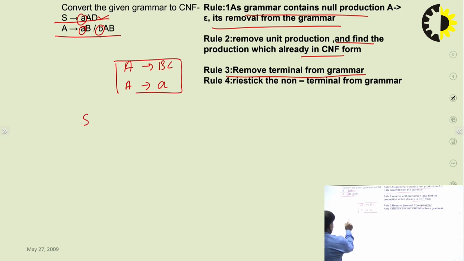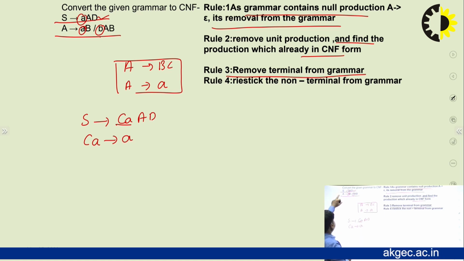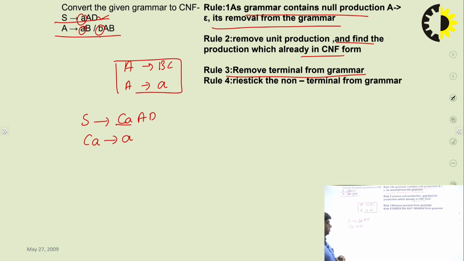Remove S tends to CA, AD and CA tends to a. It means this small a is replaced by another non-terminal, that is capital CA, and capital CA tends to small a. If this value is put in this equation, then there is no change of the production, but with the help of this technique, we remove this terminal from the given production rule.